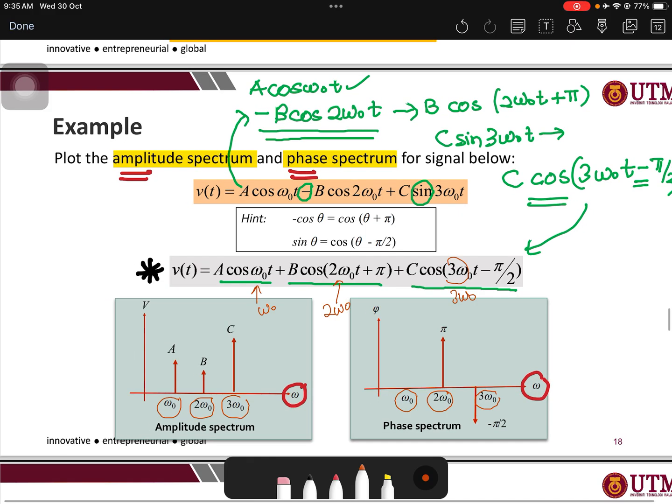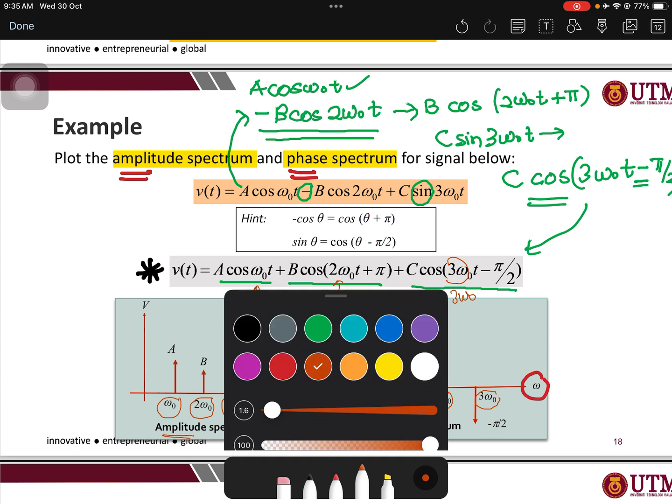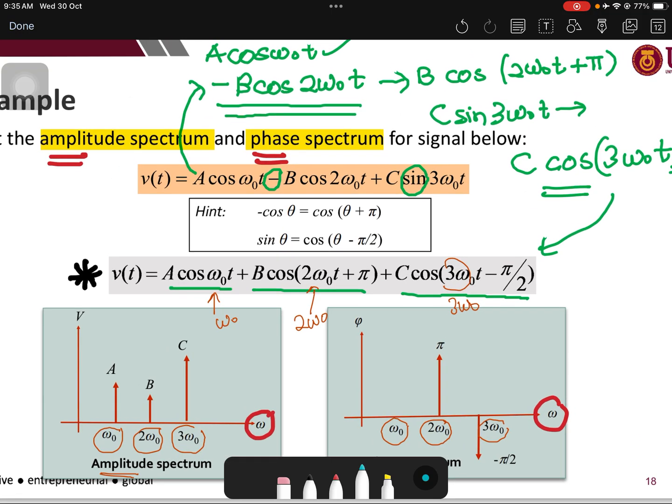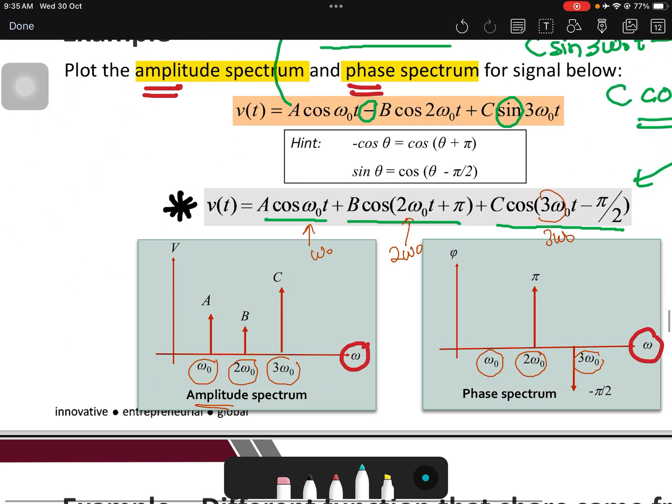Now what about the amplitude spectrum? Since it is the amplitude, you just need to take a look at the amplitude. For the first component, the amplitude is A, so A. For the second component, the amplitude is B, so B. And for the third component, since we don't even know the magnitudes of A, B, and C, we can just draw the signal. So C. This is the amplitude spectrum.